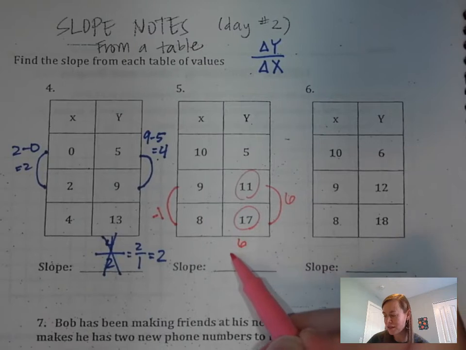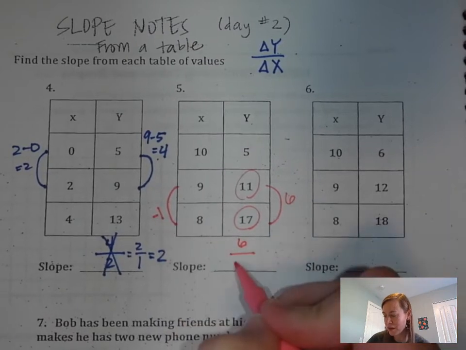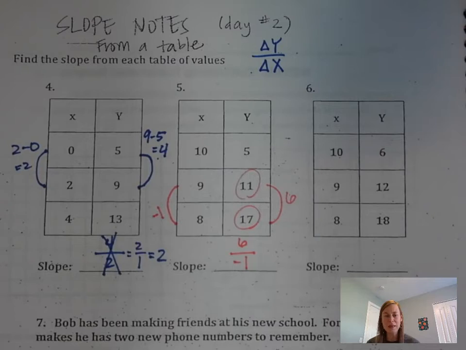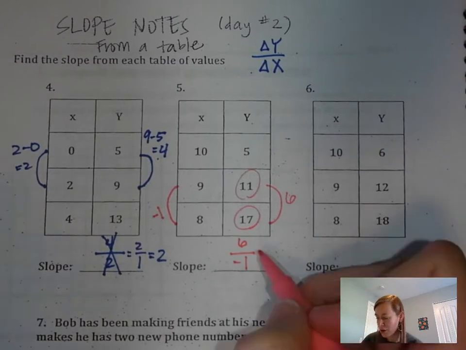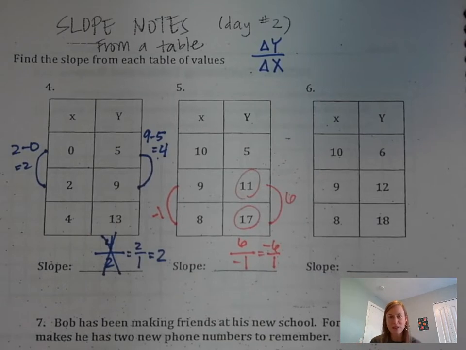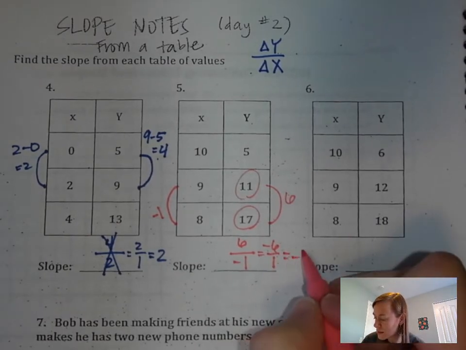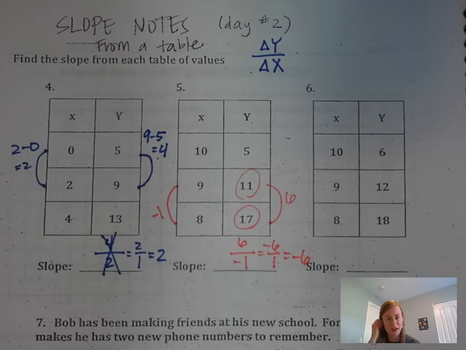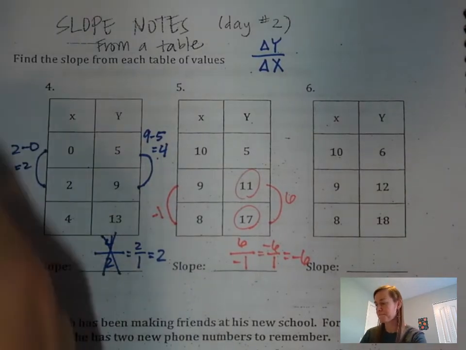Let's do 6 over negative 1. So your slope is negative 6 over 1. You could also write it this way. The negative can go either way. Or you could just write negative 6. All are totally correct, okay? Let's do number 6. Now I'll go back to blue.